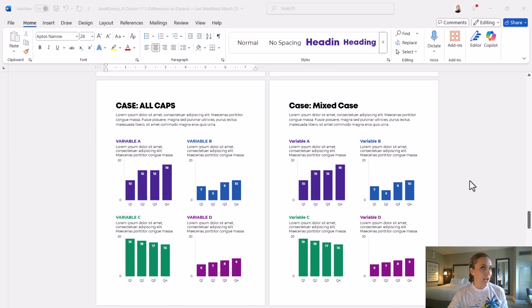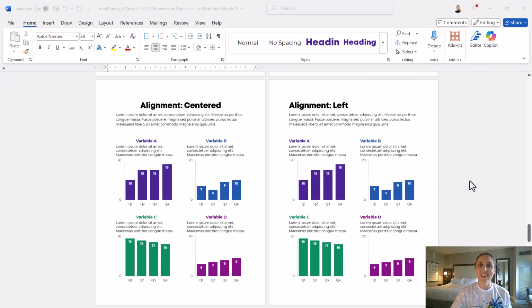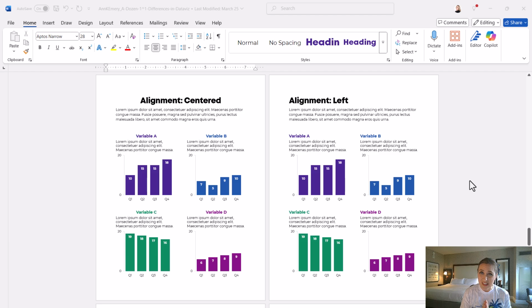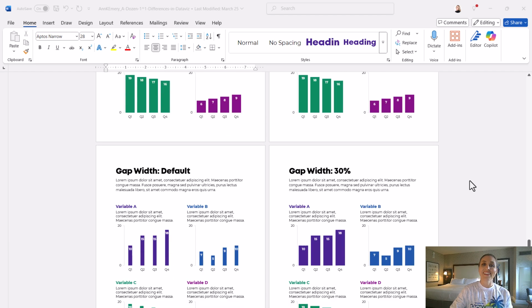We don't do all caps. We don't do all lowercase. Mixed case is the fastest to read. We don't do centered alignment. We also don't do justified. Left aligned text is also the fastest to read.